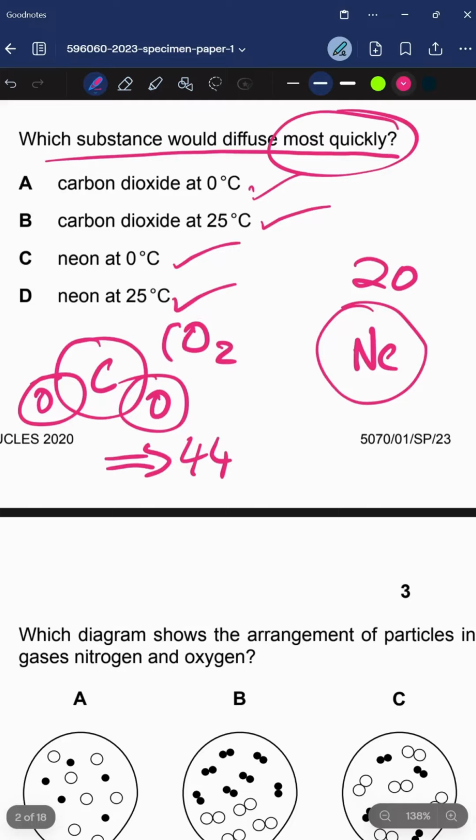All right, so neon is the lightest, and neon at 25 degrees Celsius has a lighter atom and more energy. We have given more energy to it, so it will diffuse quickly. All right, so the correct option is option D.